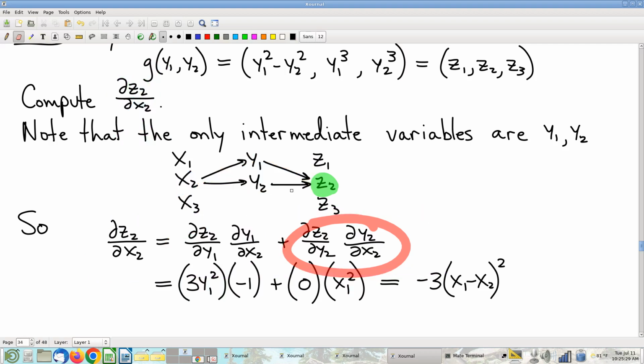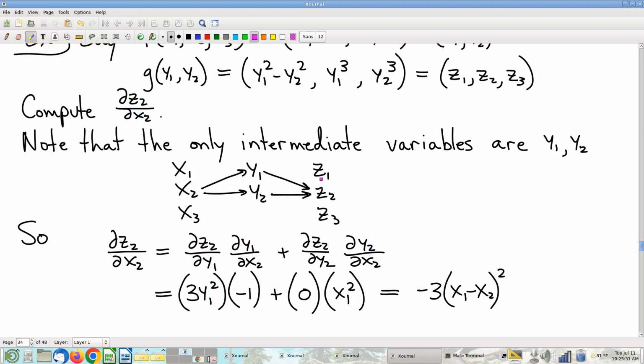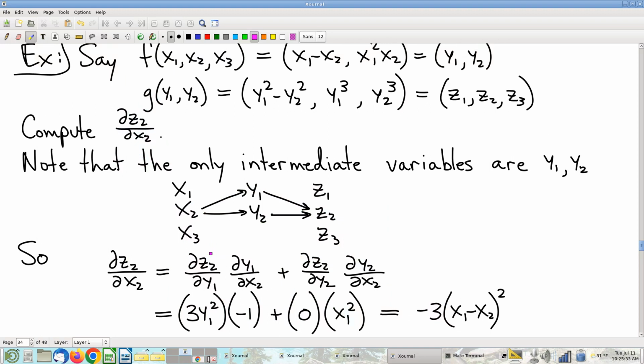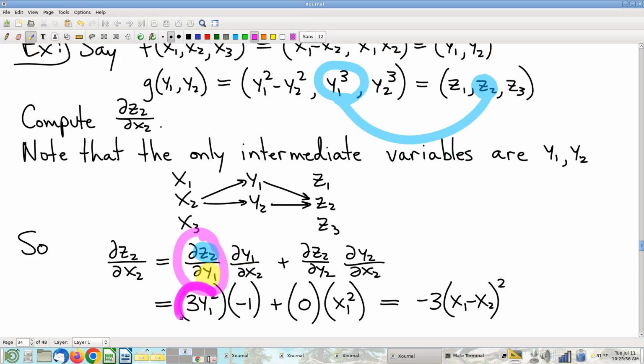All right, and then some tedium begins. I mean, it's annoying, but eventually I have to compute the partial of z2 with respect to y1. Okay, well, z2, it says right here, the formula for z2 is y1 cubed. I need to take the partial of that with respect to y1. What is the partial of y1 cubed with respect to y1? Well, it's 3y squared. 3y1 squared, I should say. So, yeah, annoying, but you've got to do it.